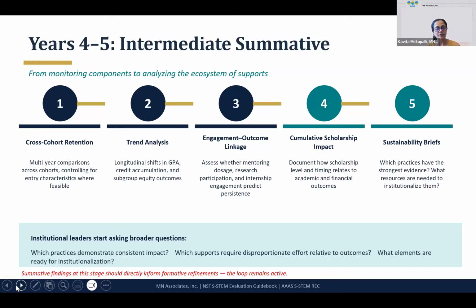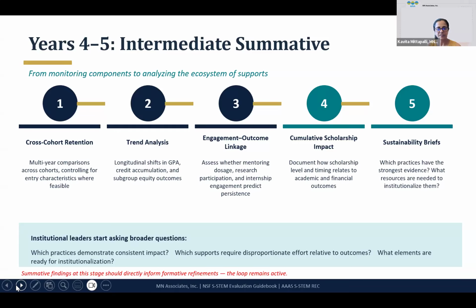At the same time, folks, we also should be thinking about sustainability. Sustainability planning should begin here, if you haven't already, not in year 6. Teams that wait until the last year make institutionalization decisions under pressure, with no time to implement them. And even at this stage, the formative feedback loops remain active. The summative findings should directly and consistently trigger targeted refinements. Right? So that's what happens in years 4 and 5.